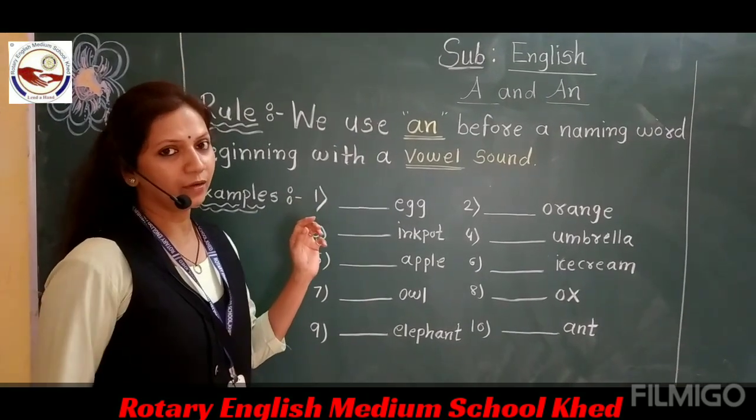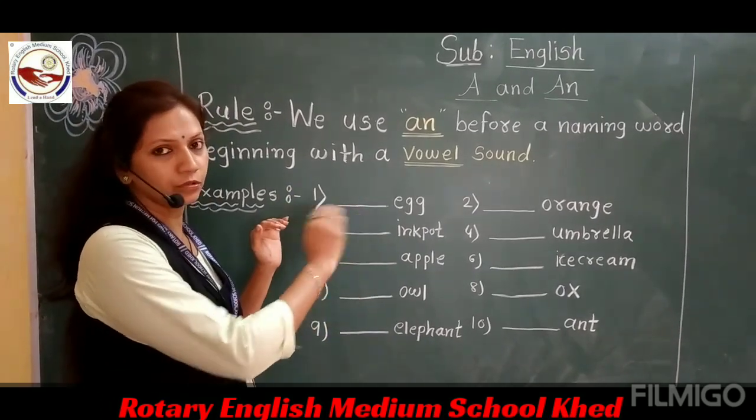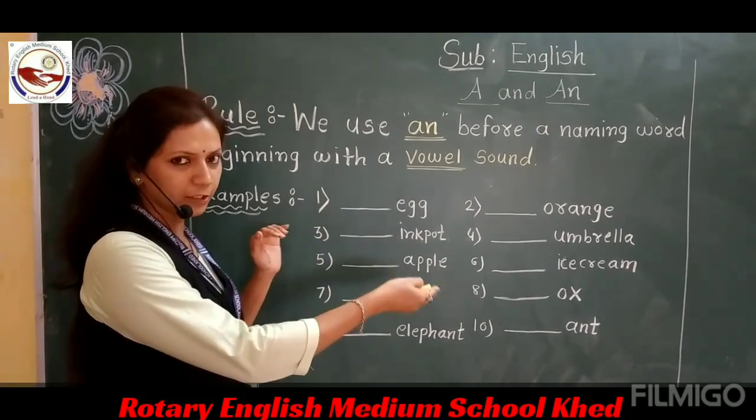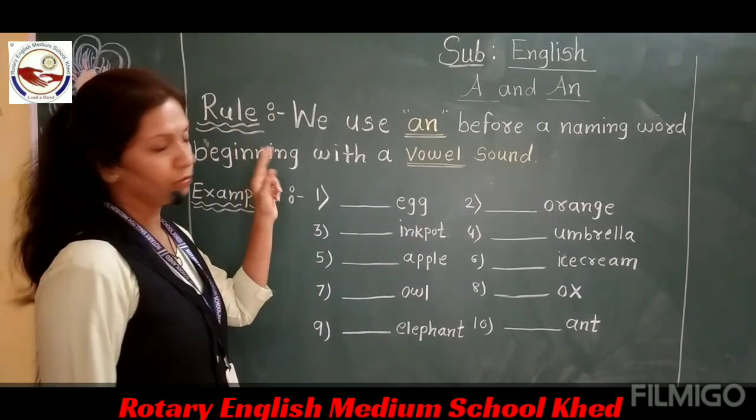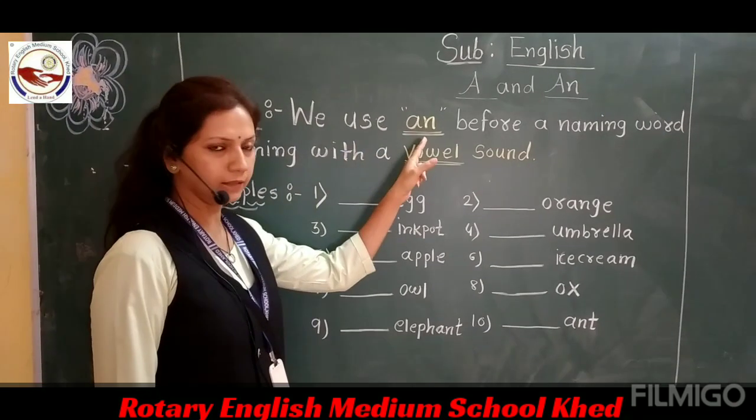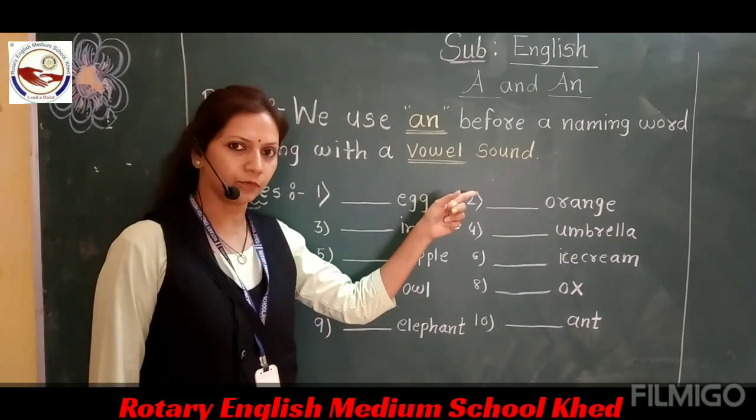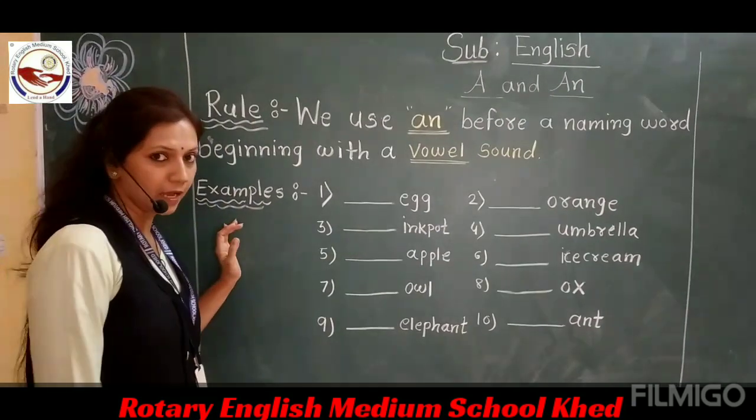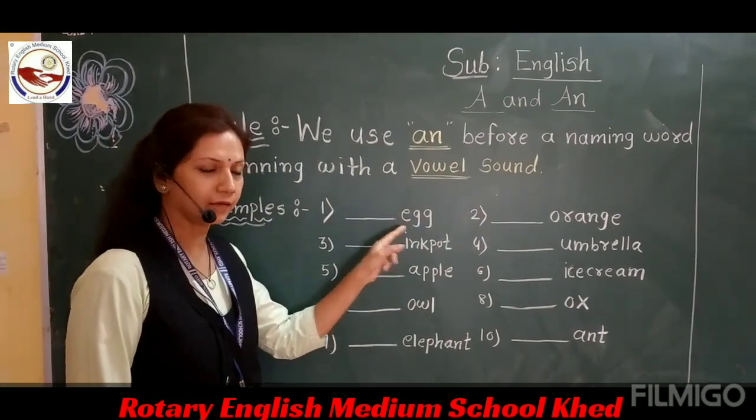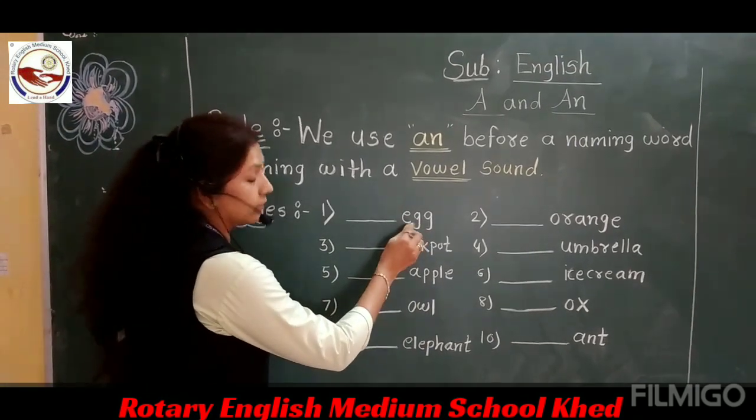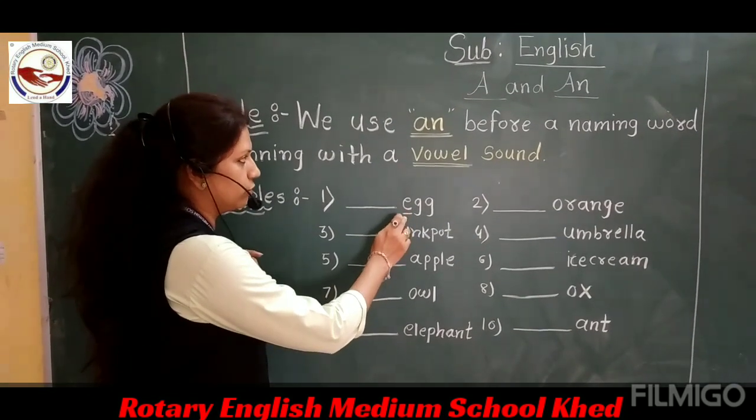Next rule you have to write in the notebook. The same way you wrote the consonant rule, on the next page you have to write the vowel rule. The second rule, for a vowel: we use an before a naming word beginning with a vowel sound. Now the examples are as follows. First is egg. Egg starts with E. E is a vowel, so here I used an.